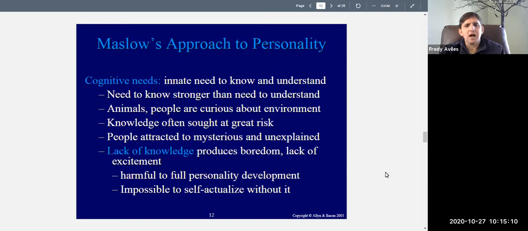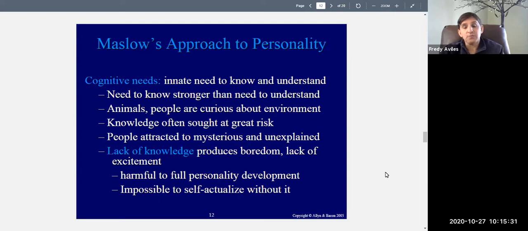The lack of knowledge is harmful to full personality development. If you don't know who you are, you don't know what's out there, right? You don't know how things work, right? That's not good for your personality, because you don't develop your personality in a vacuum. Your personality has a lot to do with the things you see and learn, and the things you do, things you experience.